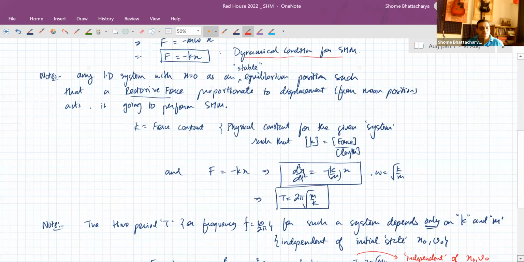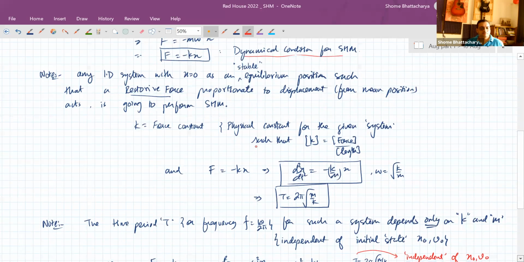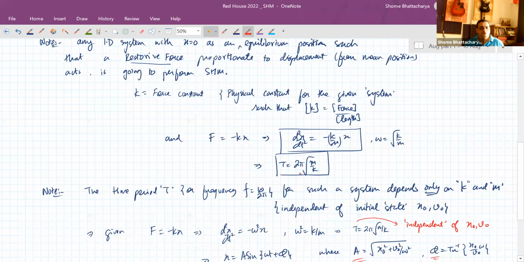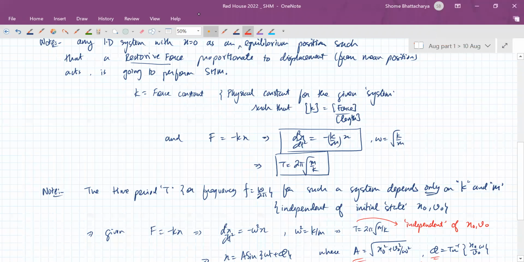The second point is that in this equation, F is equal to minus kx, where k is the force constant, the value of omega, or accordingly the value of time period, then only depends on k and m. So they are independent of the initial conditions x naught and v naught. Okay, so hope the point is fully clear now.